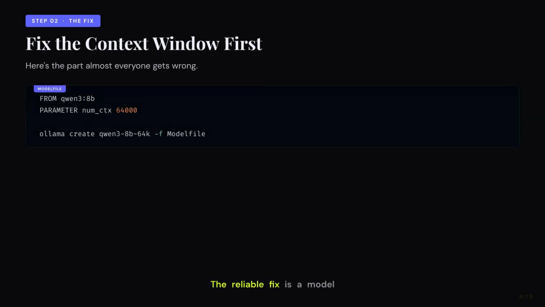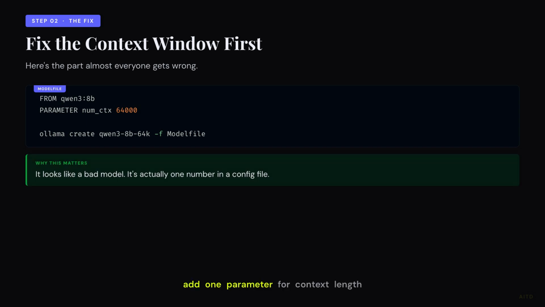The reliable fix is a model file. Set the model you're using as the source, add one parameter for context length, then build it under a new name. Check it landed with a quick status command. The context column should read 64,000.